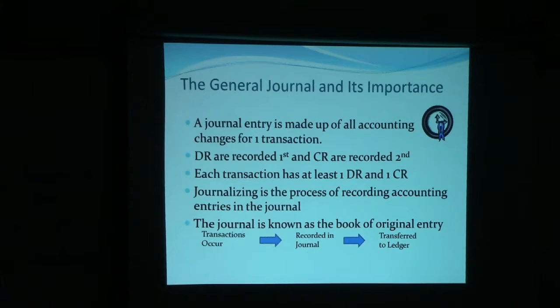A journal entry is made up of all accounting changes in that transaction. So you enter all the debits and credits of that transaction in that journal entry. You always record debit, which is DR, first and credit second. It is normal practice to indent the credit side. You don't have to, but it helps you know whether it's a debit or credit. I'll show you a couple of examples as we go along.